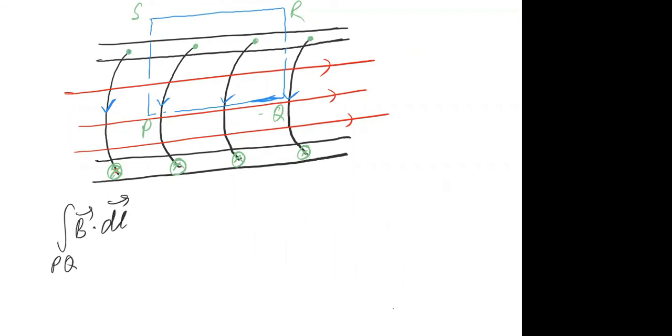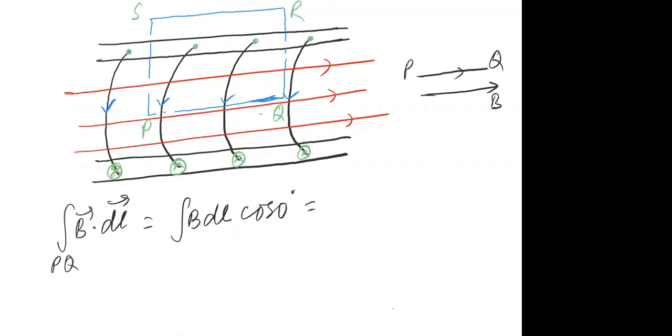If you see this PQ, I am going from P to Q, and the magnetic field is also in the same direction. So what will be the value of theta here? What is the angle between B and dl? This is the direction of the magnetic field, and the length has been taken from P to Q. Good. So this would be cos 0. Let's say the loop that I have taken has a total length of L. So we can simply write this as B multiplied by L, because B is constant.